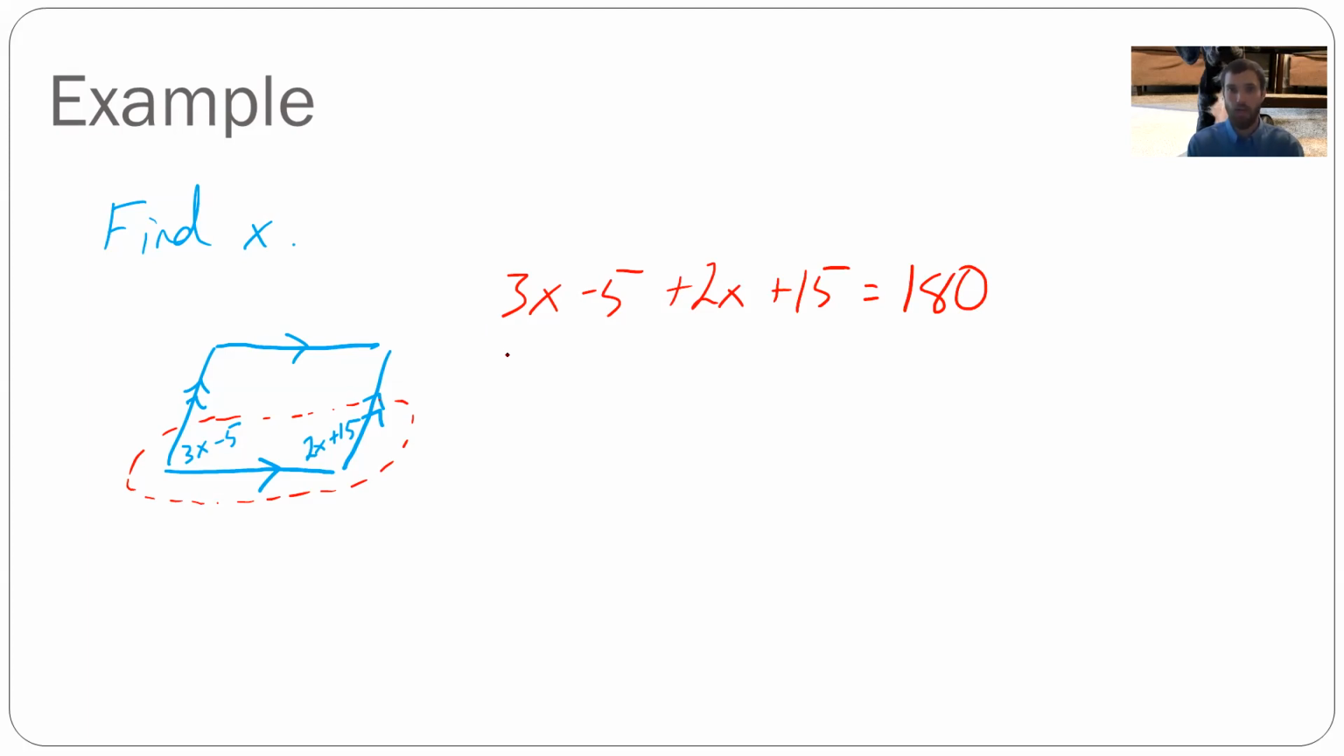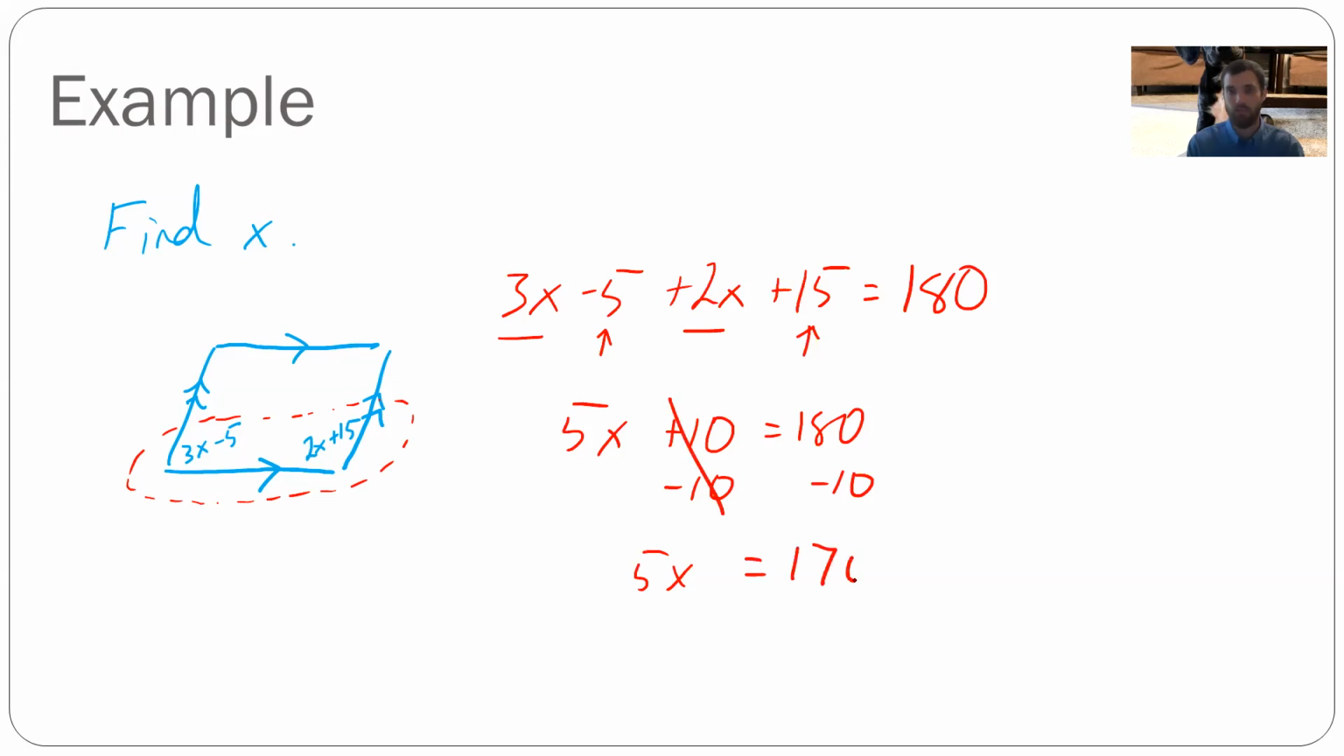So solving this, we just combine our x terms. 3x and 2x, simply 5x. Negative 5 and positive 15, just combine your like terms. Negative 5 and plus 15 is just a positive 10, equals 180. Solving for x, we subtract the 10. Cancels, and we get 5x is equal to 170. You divide by 5, and x is going to equal 34. And that is how you solve that problem.